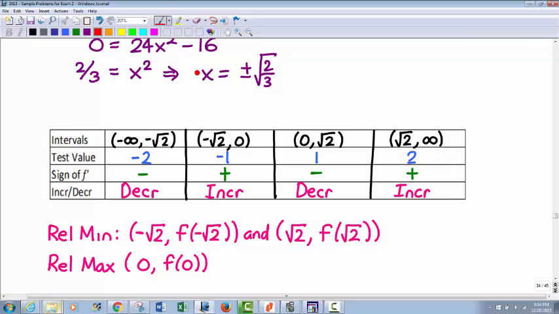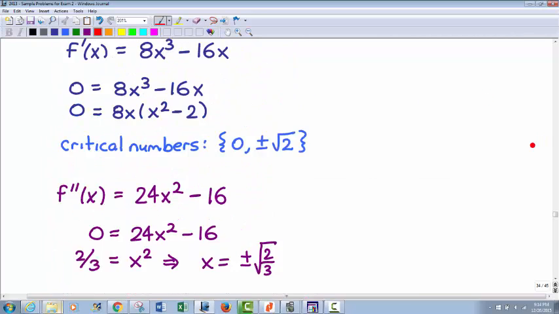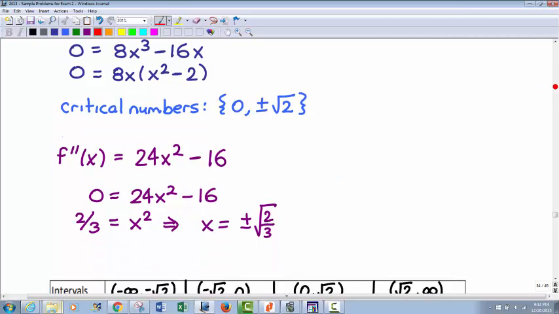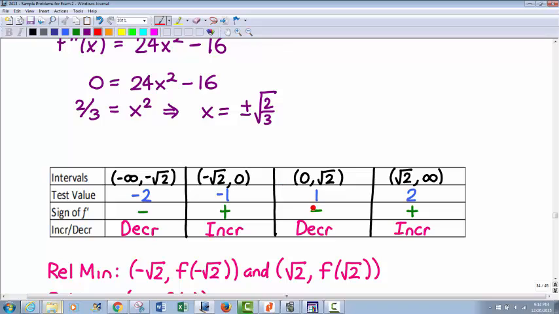So you just kind of fill that out and pick your test points, which I did here in blue. Negative 2, negative 1, 1 and 2. Negative, positive. You just plug those test values. Looks like I didn't put a calculator screen in there, but that's okay. Plug it right into that derivative or right down here, factored form, whatever you want to do. And you'll get minus, plus, minus, plus. So you have decrease, increase, decrease, increase.